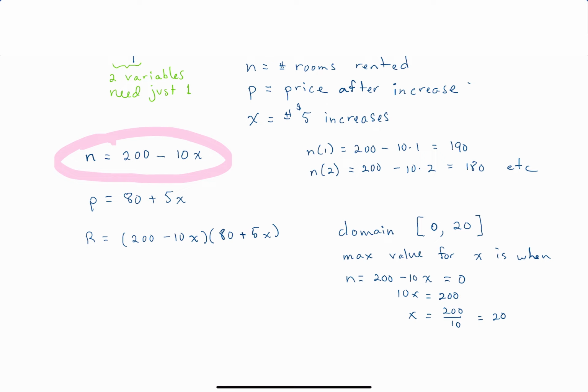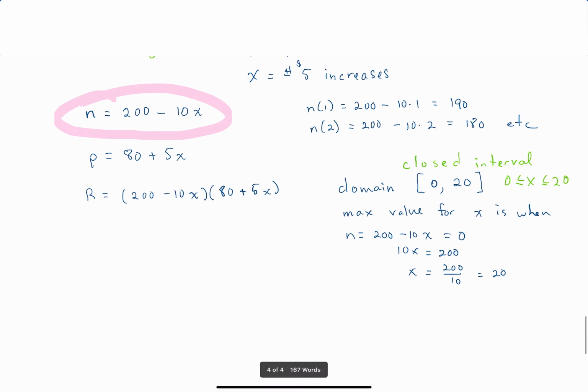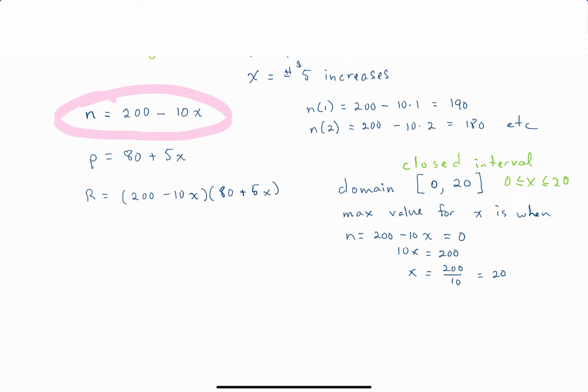Okay, this is a closed interval, so we can use the closed interval method. It's an interval with two endpoints, and it contains both of them. In other words, we're saying here that x is between 0 and 20 and could include either of those. Obviously, 20 is not going to be our answer because we're down to 0 rooms, and if you rent 0 rooms, you have 0 revenue. But still, theoretically, that would be a possibility.